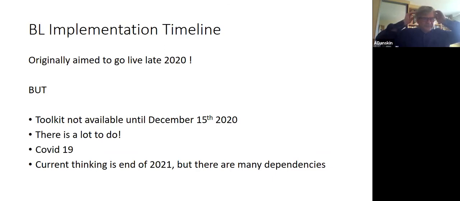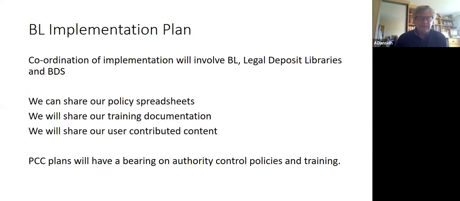So, in our innocence, we originally aimed to go live late this year, but obviously that's not been the case since it was announced that the toolkit wouldn't be available until December. Nevertheless, there remains a great deal to be done, and none of it is being made easier by our current lockdown. So current thinking has been that it would be towards the end of 2021, but there are so many dependencies that I'm not going to be held to that date at this point. We have to coordinate our implementation with the legal deposit libraries in the UK and with Bibliographic Data Services and our other stakeholders.